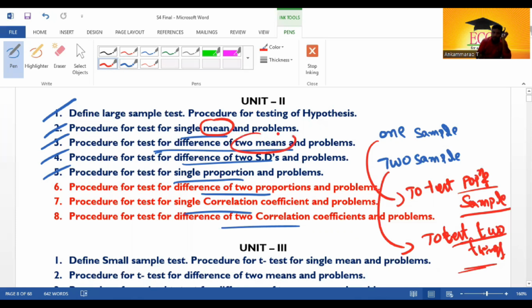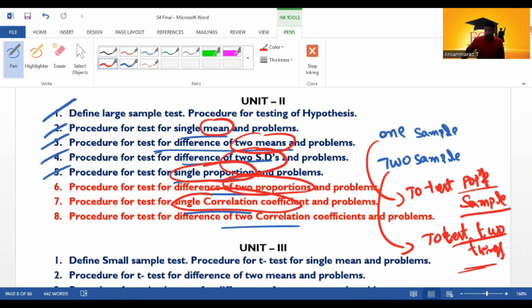థర్డ్ వన్ డిఫరెన్స్ ఆఫ్ టూ మీన్స్ మధ్య డిఫరెన్స్ ఉందా లేదో టెస్ట్ చేయాలి. డిఫరెన్స్ ఆఫ్ టూ స్టాండర్డ్ డివియేషన్స్ మధ్య డిఫరెన్స్ ఉందా లేదో టెస్ట్ చేయాలి. సింగిల్ ప్రపోర్షన్ అన్నారు. సింగిల్ అన్నప్పుడు పాపులేషన్ ప్రపోర్షన్ కి శాంపుల్ ప్రపోర్షన్ కి డిఫరెన్స్ ఉందా లేదో టెస్ట్ చేయాలి. టూ ప్రపోర్షన్స్ మధ్య డిఫరెన్స్ ఉందా లేదో టెస్ట్ చేయాలి. సింగిల్ కోరిలేషన్ అంటే శాంపుల్ కోరిలేషన్ పాపులేషన్ కోరిలేషన్ మధ్య డిఫరెన్స్ ఉందా లేదో టెస్ట్ చేయాలి. ఎయిత్ వన్ డిఫరెన్స్ ఆఫ్ టూ కోరిలేషన్స్ మధ్య డిఫరెన్స్ ఉందా లేదో టెస్ట్ చేయాలి.